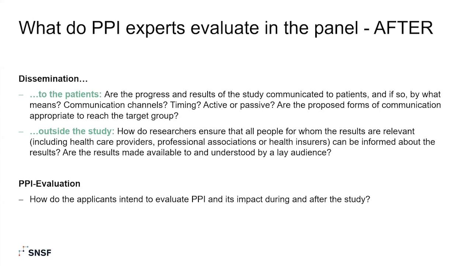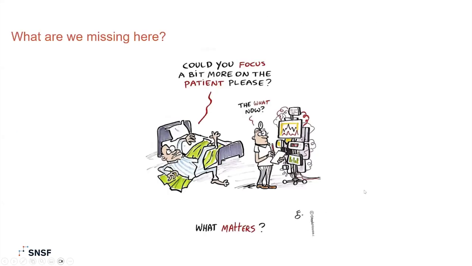And the other point is the dissemination outside of the studies. So how do the researchers ensure that all people for whom the results might be relevant can be informed about the results? And are the results made available to and understood by a lay audience? The last point is whether and how the applicants intend to evaluate PPI and its impact during and after the study has been completed. And with this, I think I will hand over to Larissa.